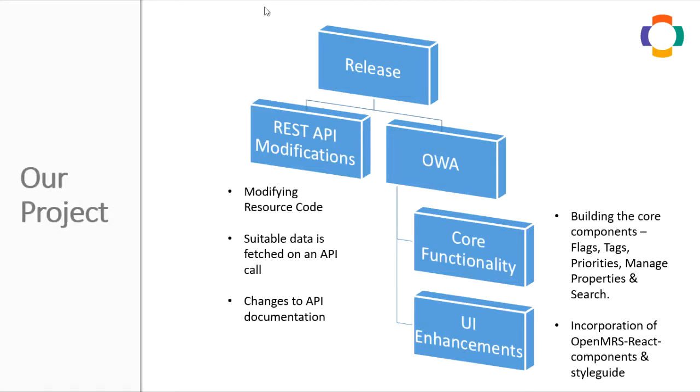Alongside that, in the OWA, we have split the work into two key components. One is the core functionality, and the other is the UI enhancements. For core functionality, we basically include building the core components, essentially the flags, tags, priorities management, and search. What these things exactly mean and their nuances, we'll come to in the demo. Under the UI enhancements, we want to incorporate the OpenMRS React components, which is the latest standard, as well as the style guide from the reference application.